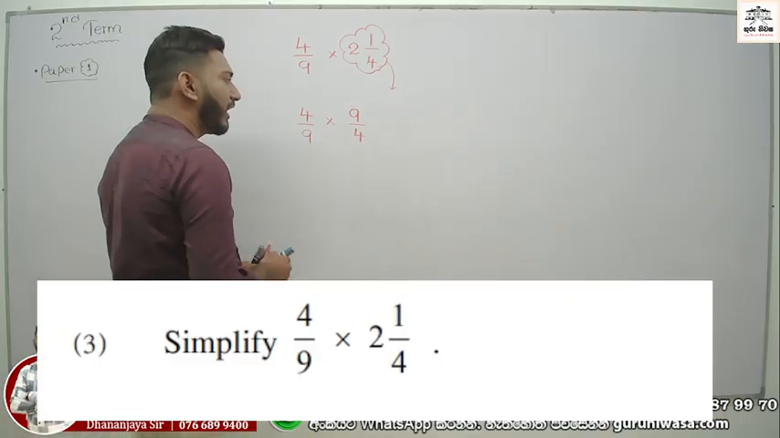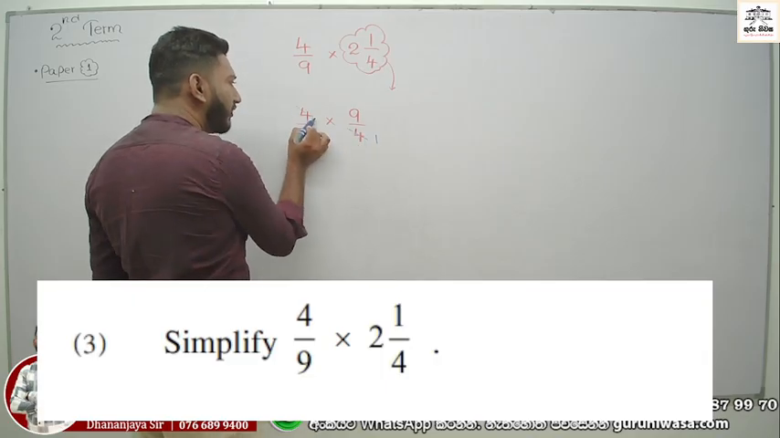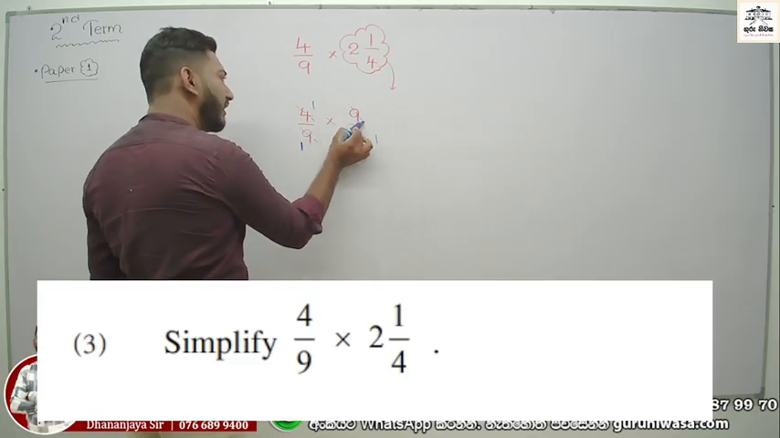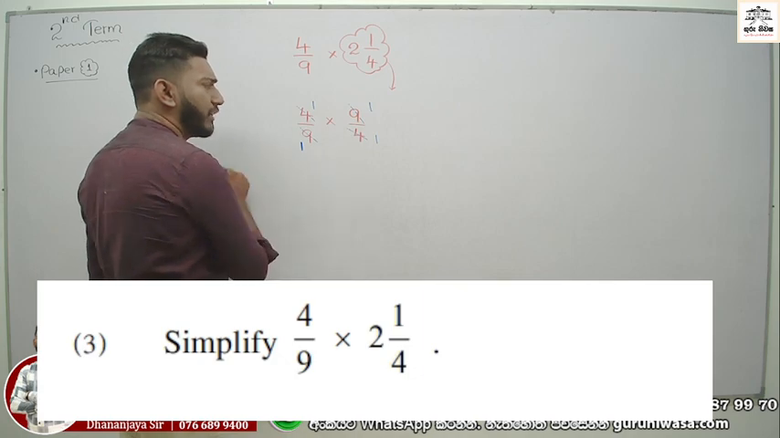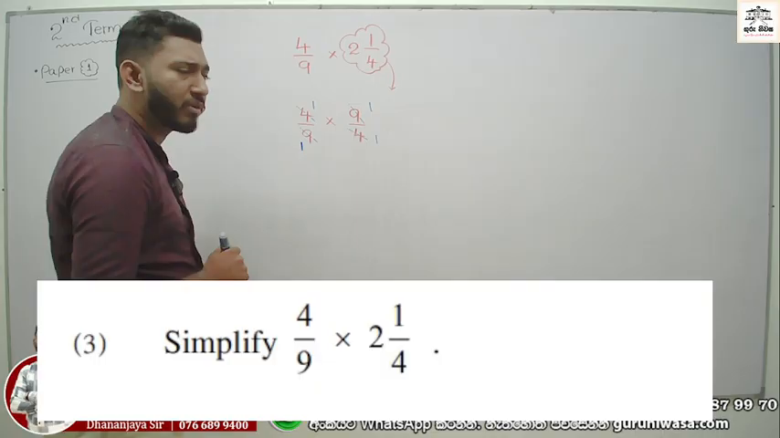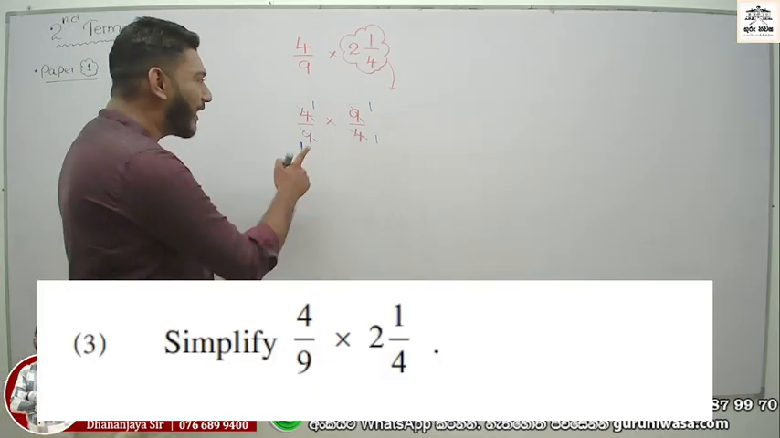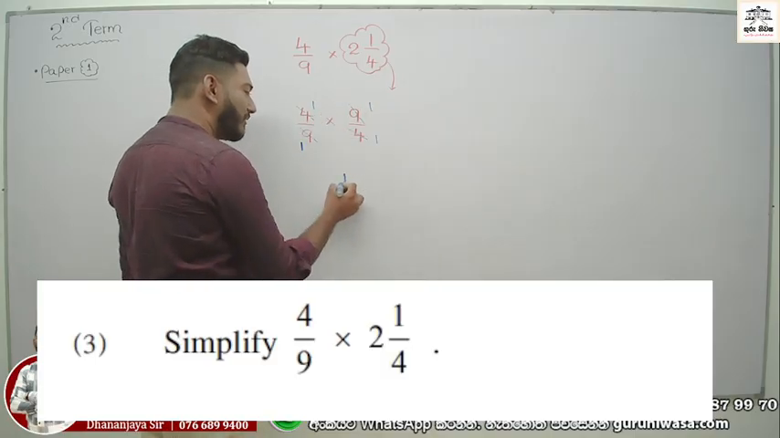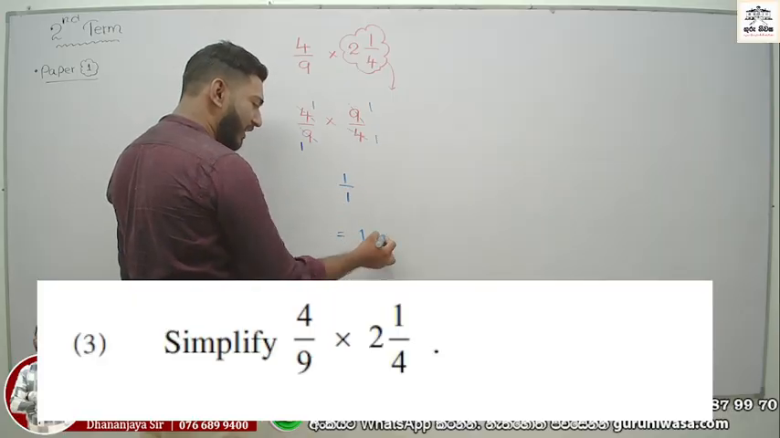And you simplify like 4 times 1, 4 times 1, 9 times 1, 9 times 1. The 4s cancel out, the 9s get eliminated. There is nothing there? No, there is something. Here is a 1. Therefore 1 times 1 is 1. 1 divided by 1 should be 1. Then the answer is 1.